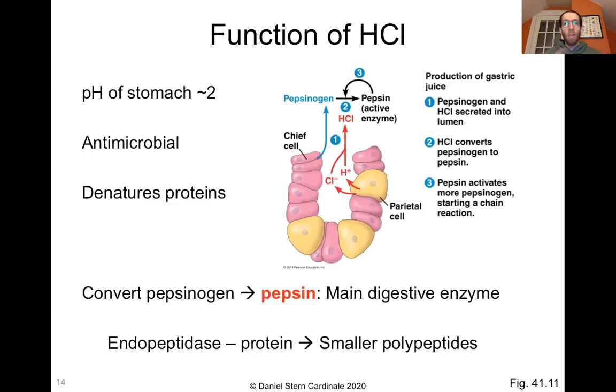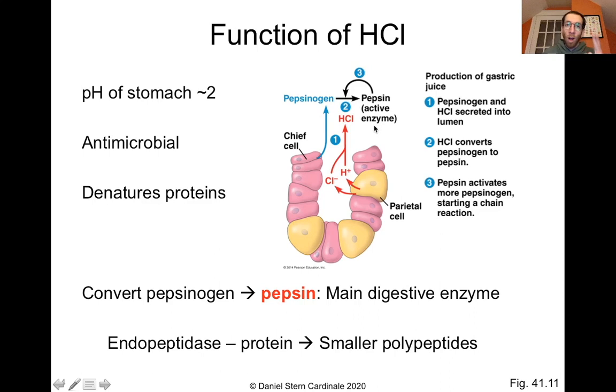The third thing that HCl does is also related to breaking down proteins. It's converting pepsinogen into an enzyme called pepsin, which is the main digestive enzyme in the stomach. And the way this works is a really interesting positive feedback loop. So look at this figure. We're going to follow steps 1, 2, and 3 here. Step 1, we're going to secrete chloride ions and protons to make HCl. We're also going to secrete pepsinogen. That HCl is going to react with the pepsinogen to generate pepsin, the active version of that enzyme.